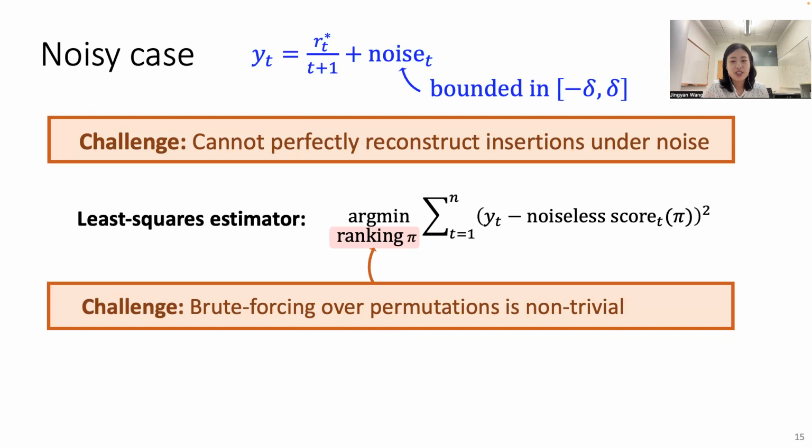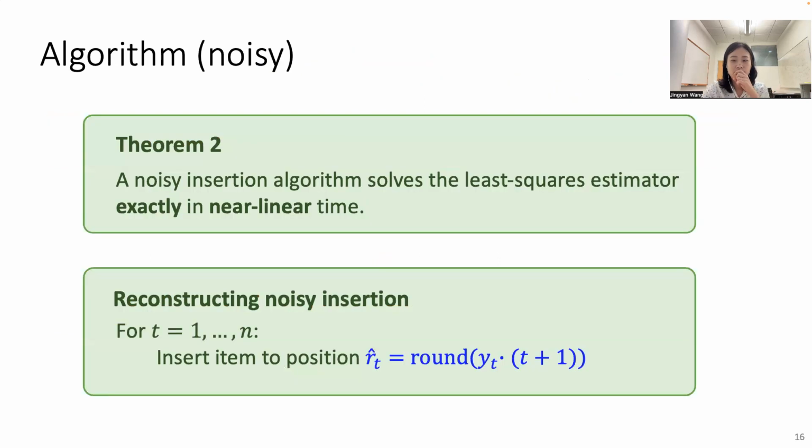We compute the square difference and we sum over all the items. However, here a second challenge is that enumerating over all the possible rankings takes exponential time. And we'll see an algorithm that combines the two ideas of insertion and least squares, which overcomes these two challenges. Specifically, we propose a noisy insertion algorithm that solves the least squares estimator exactly in near linear time. The way this algorithm works is we still use the insertion sort procedure, but now we compute the exact relative rank R star of t. We estimate a rank R hat of t based on what the least squares estimator instructs us to do.